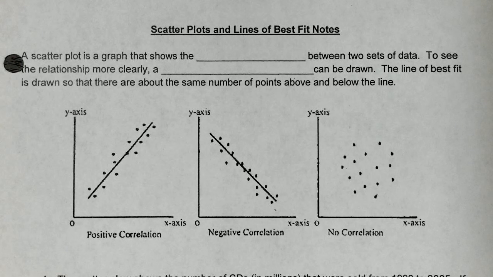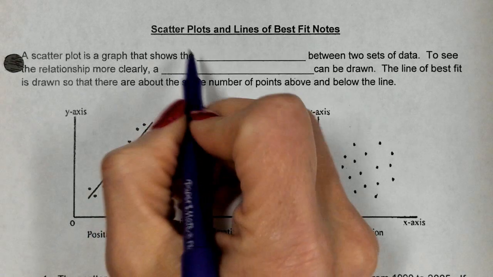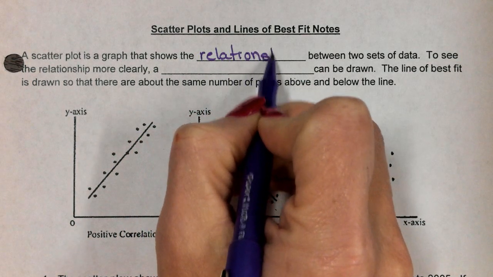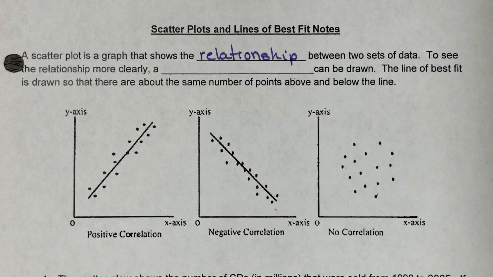Okay, ladies and gentlemen, today we are going to talk about scatter plots, how to make them and how to interpret them. Okay, so at the very top, we're going to start here with our notes. A scatter plot is a graph that shows the relationship between two sets of data.